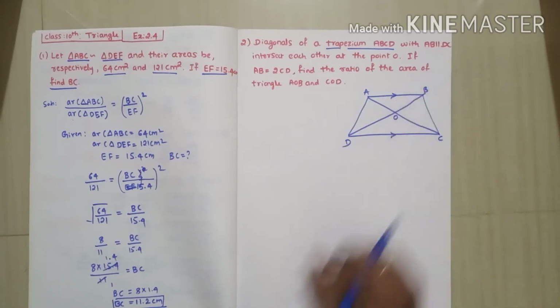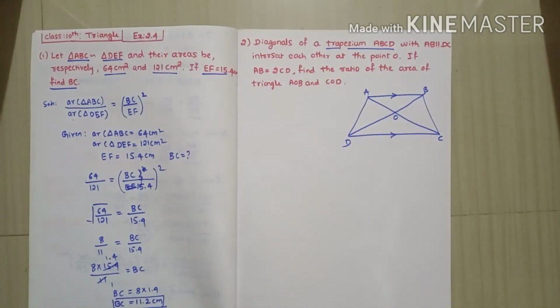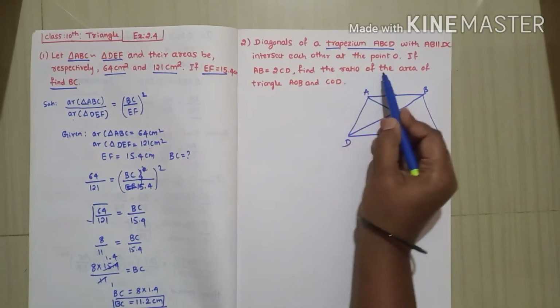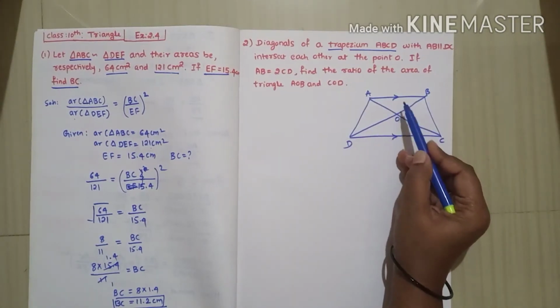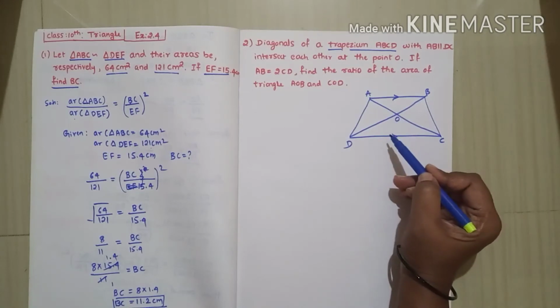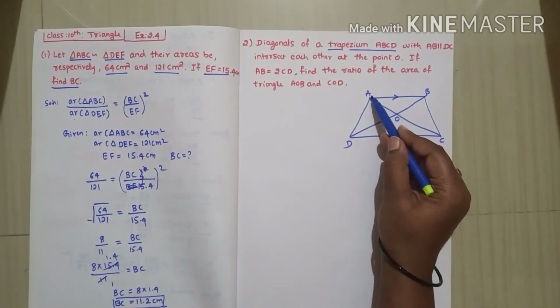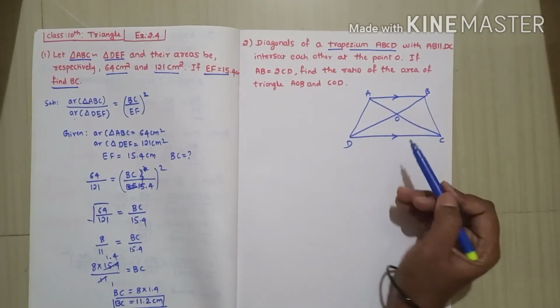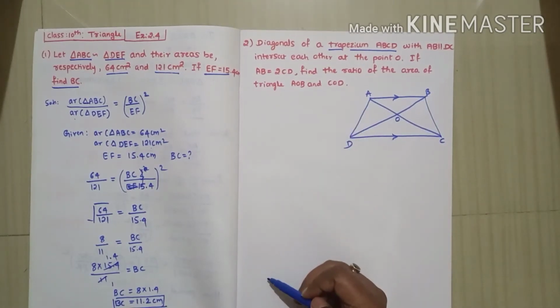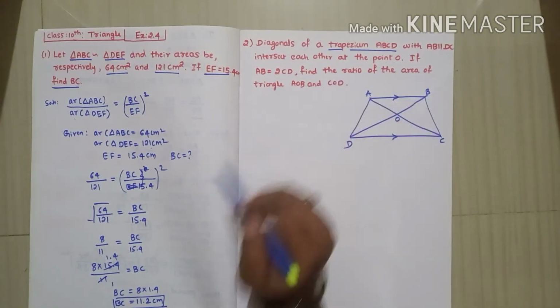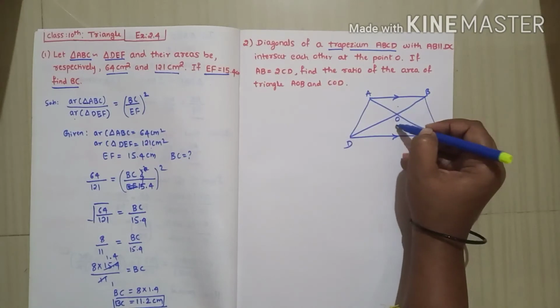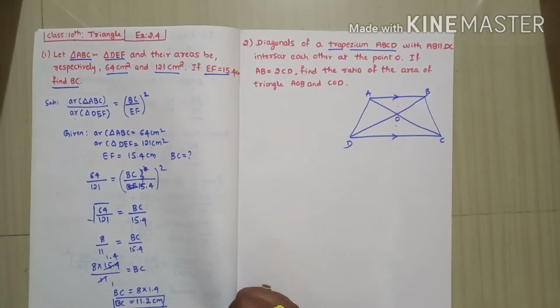But we don't know whether these two triangles are similar or not. Before going to find the ratio of the areas of these two triangles, you should prove these two triangles are similar. Then only you can apply the areas of similar triangles theorem. We don't know here whether triangle AOB and DOC are similar or not. They did not mention it. So you have to consider those two triangles and prove those two are similar.